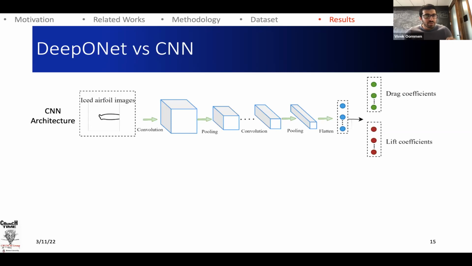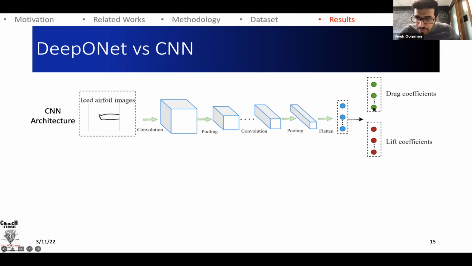Next, they go into the experiment in which they compare the DeepONet with a CNN. The CNN architecture used is shown below. The iced airfoil images are fed as input to a usual CNN, and the output layer is flattened and split into two parts. The first part represents the drag coefficient, and the second part of the flattened layer represents the lift coefficients.